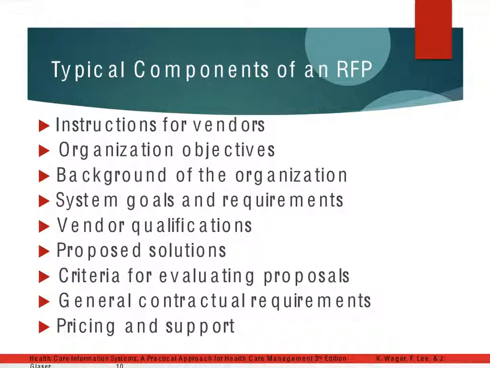So the typical components of an RFP are the instructions for the vendor. What are they supposed to do? What are the objectives of the project for the organization? They'll give some background on the organization, especially helpful if we are seeking a vendor that's outside of our geographic region and we haven't worked with them before. We're going to articulate what our goals and requirements are of this project. We're going to ask them to articulate what some of the qualifications are that we would like in a vendor.